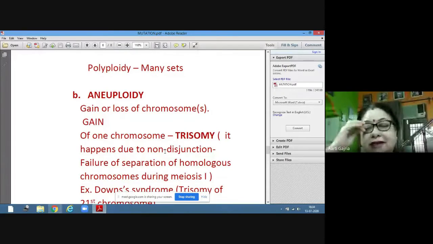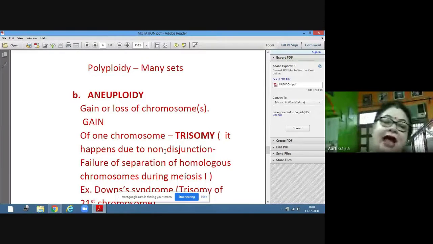But in this case, what happens? The homologous chromosomes do not get separated, and both move to one place, into one daughter cell, and the other would have none. So what would be the result? The egg will have two sets of that chromosome. And now when this egg is fertilized by a sperm, which has one chromosome of that, the result would be three chromosomes.